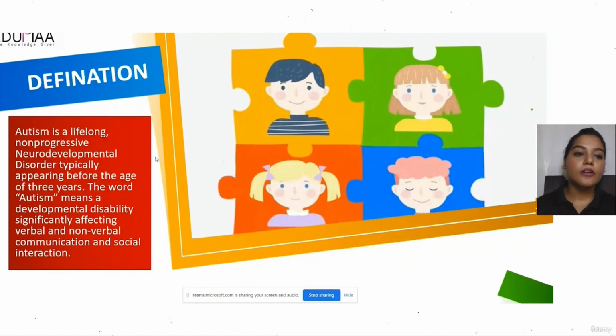Autism is a lifelong, non-progressive neurodevelopmental disorder typically appearing before the age of 3 years. The word autism means a developmental disability significantly affecting verbal and non-verbal communication and social interaction. It is related to the neurodevelopmental circuits of the brain, and it is a lifelong thing for our child, so we need to be with our child throughout their life.